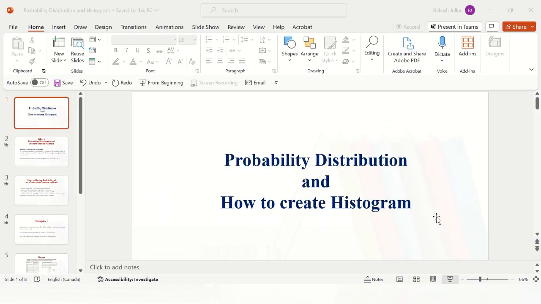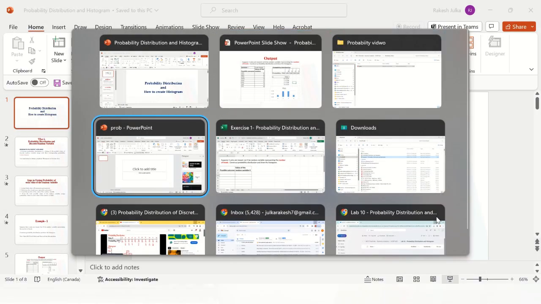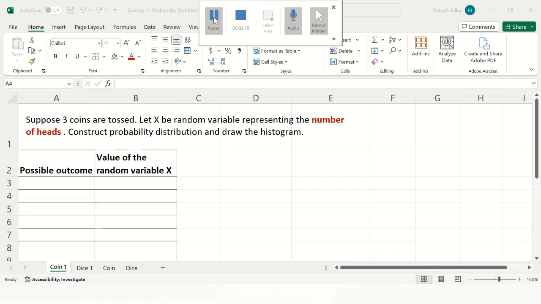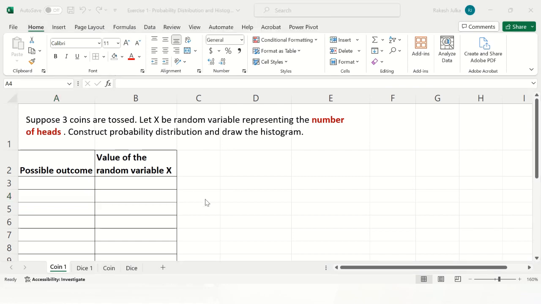Now go to Microsoft Excel. So this is the Microsoft Excel in which we are going to solve this query. Suppose three coins are tossed. Let X be a random variable representing the number of heads, and construct the probability distribution and draw the histogram. So, possible outcomes we have, for example, three coins are tossed.